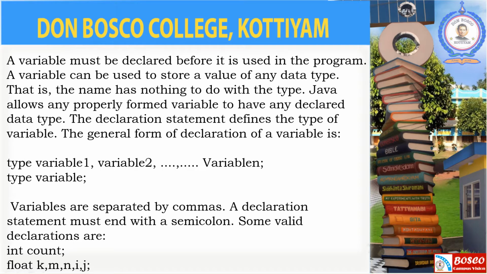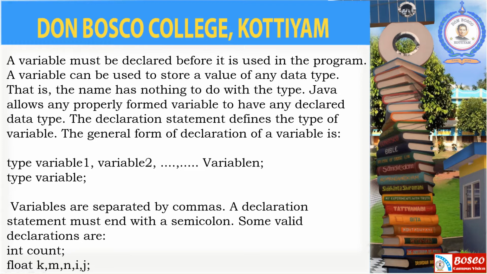A variable must be declared before it is used in the program. Only then will the compiler get information like the variable name, the type of data that the variable holds, and the scope of the variable. So before using a variable in a program, we have to declare it.